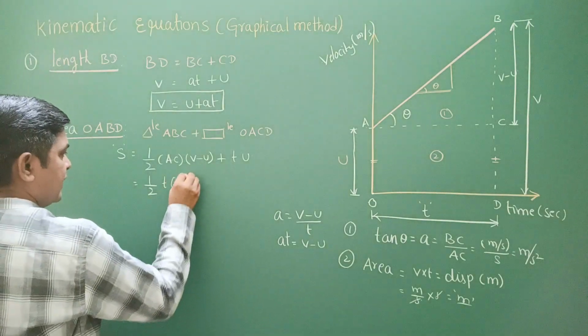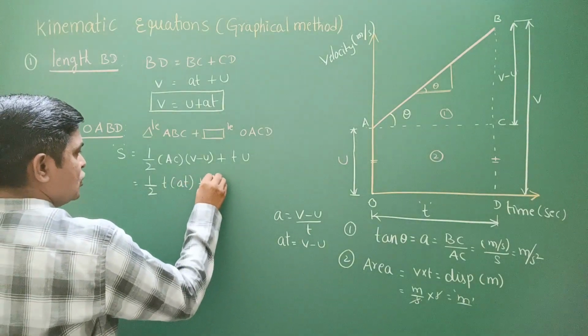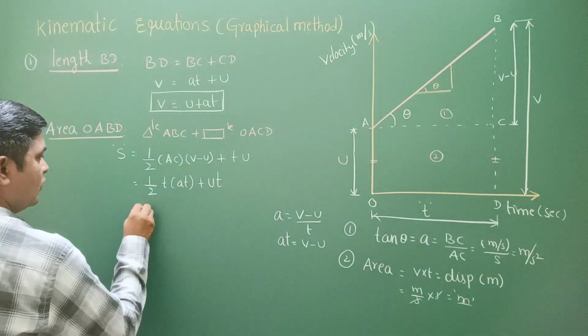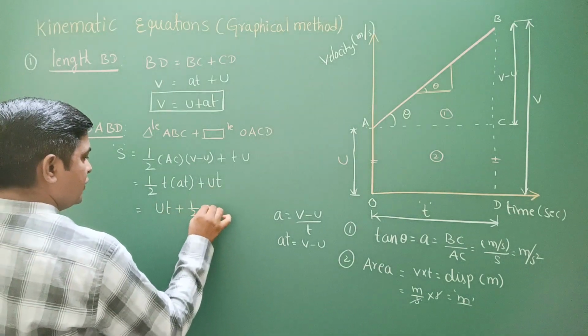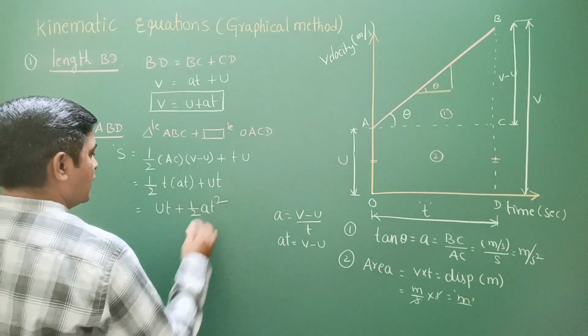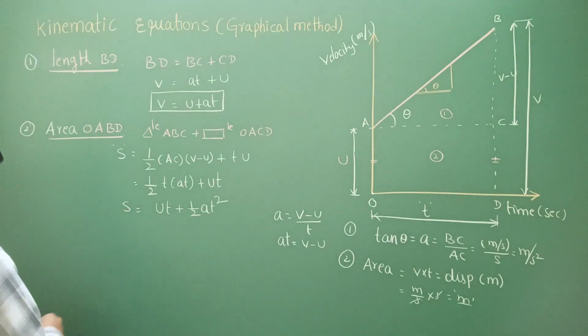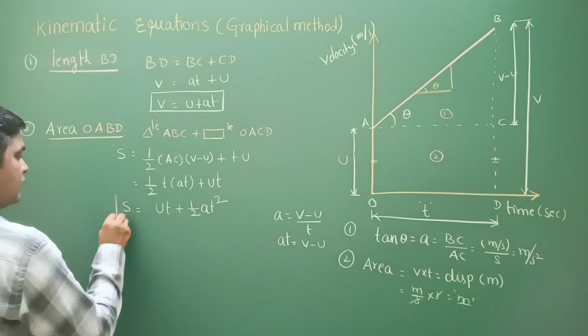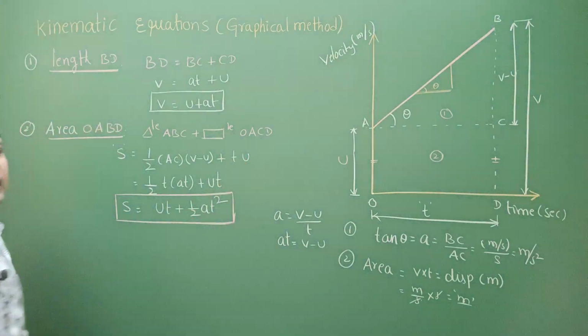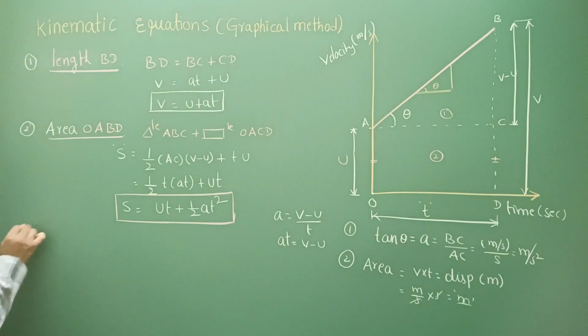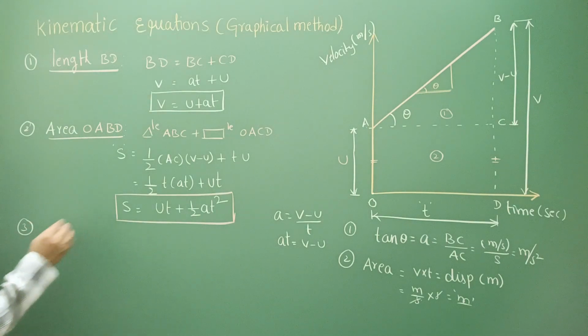This is going to be AT plus U into T. Now what is going to be this? UT plus half into AT square. Okay, we got the second kinematic equation that we need. S equals UT plus half AT square. Next, the third one you are going to get by calculating the area of trapezium.